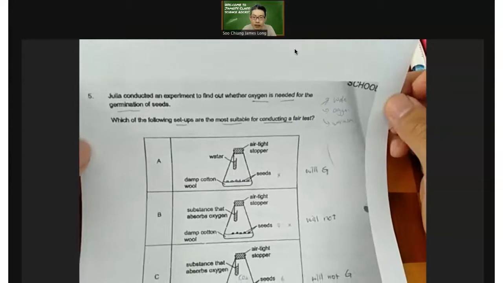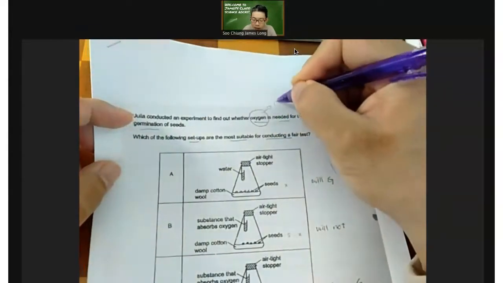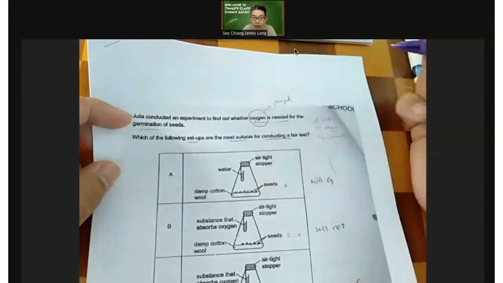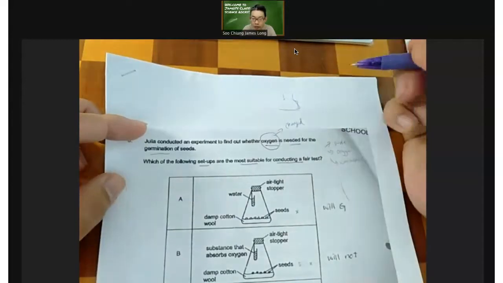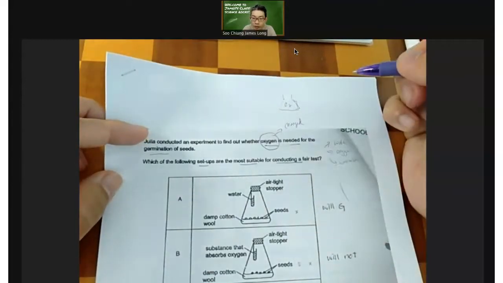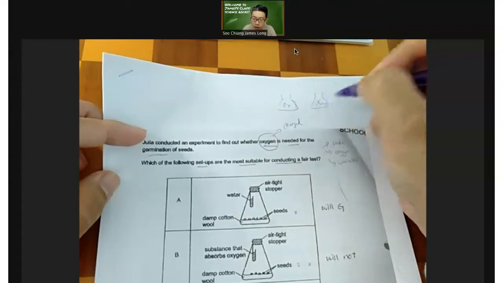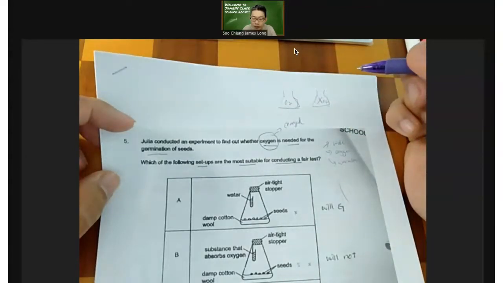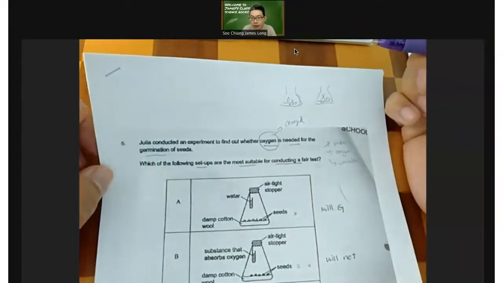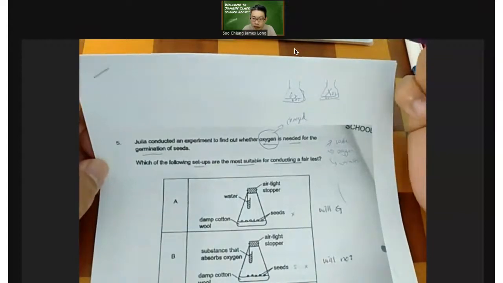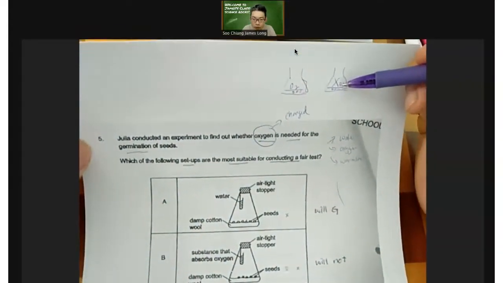If you want to find out about something, oxygen is needed, so this must be the variable that is changed. In other words, there must be a container where you do the experiment where there is the presence of oxygen, and there must be another one where there is no oxygen. Alright? And then you put seeds inside and you see whether they'll grow. Because if oxygen is not needed, then the seeds in the container with no oxygen will also grow.